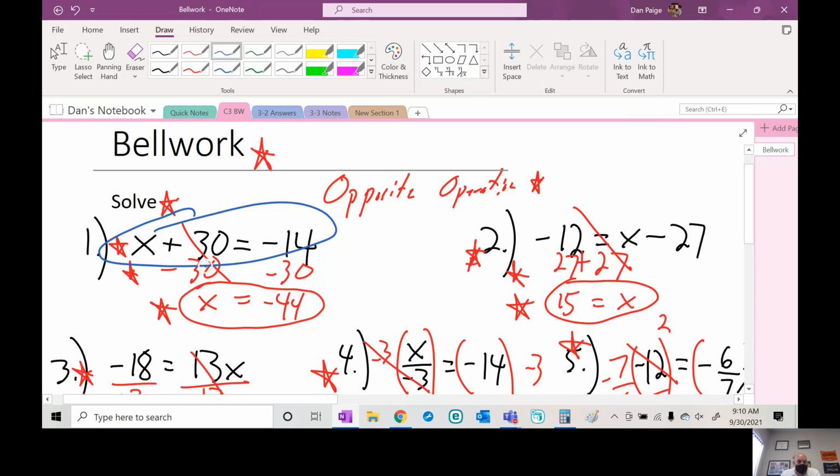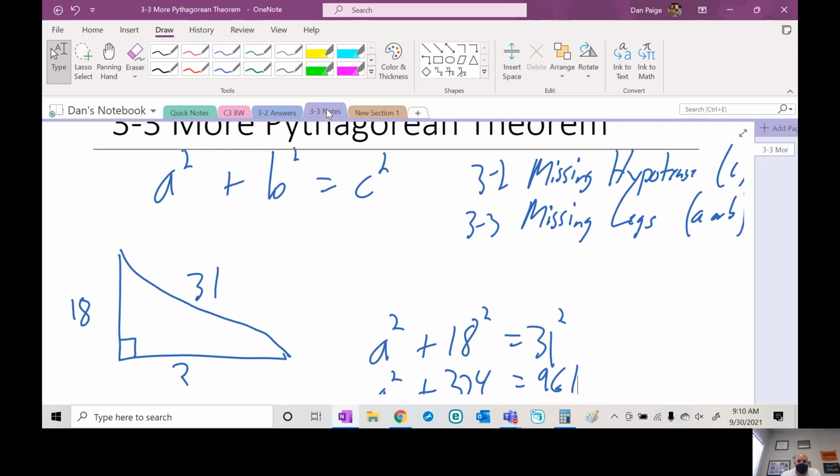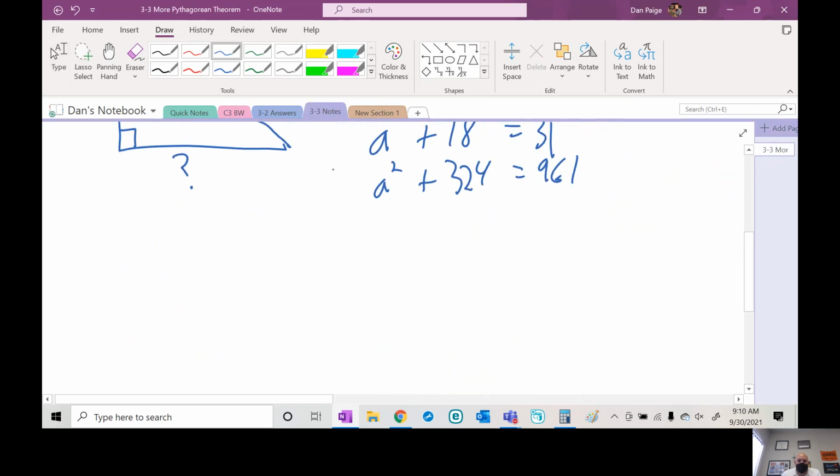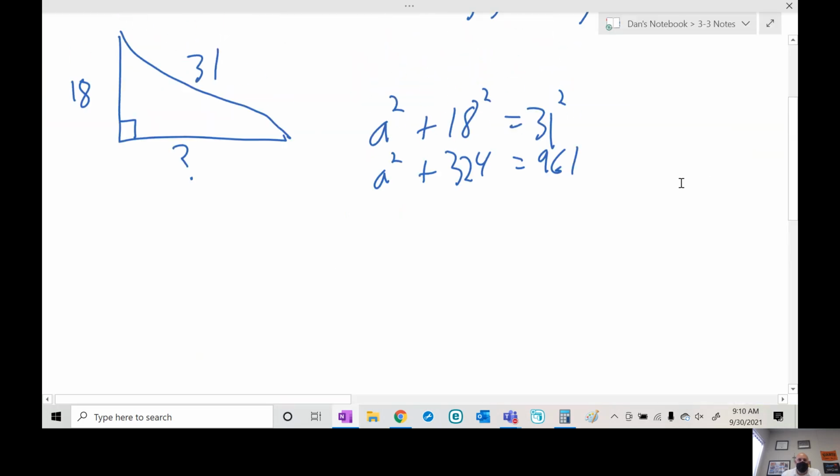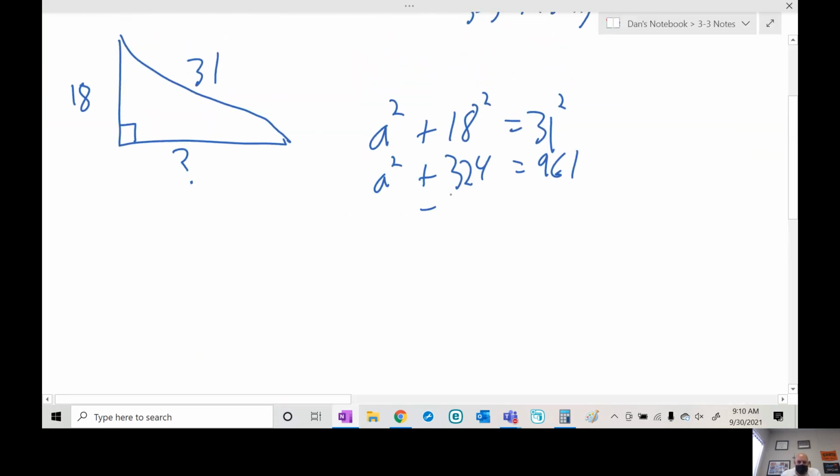So see how here we would subtract 30, right? In this line, subtract 30 and subtract 30. We're doing the same thing here, right? We're trying to get the a squared by itself. So that's the only difference, is now we're going to subtract 324 and subtract 324. Then we get a squared equals, and we got to figure out what that is, 961 minus 324, 637.